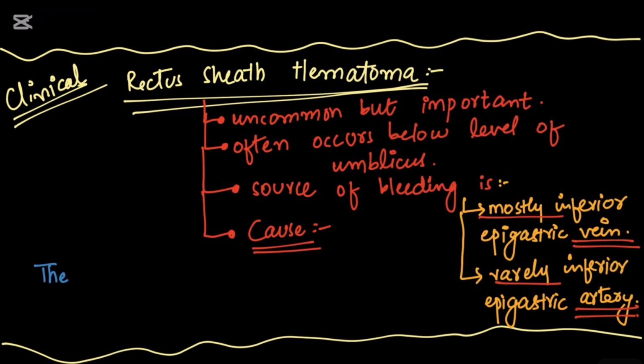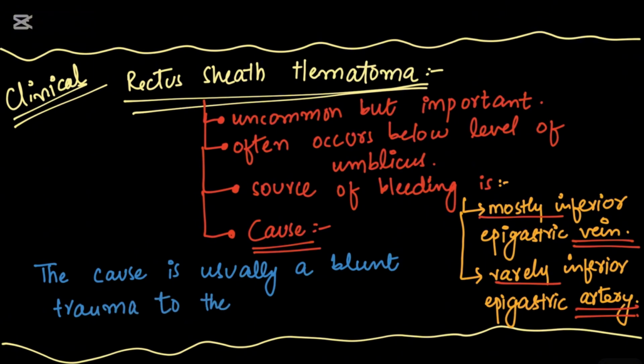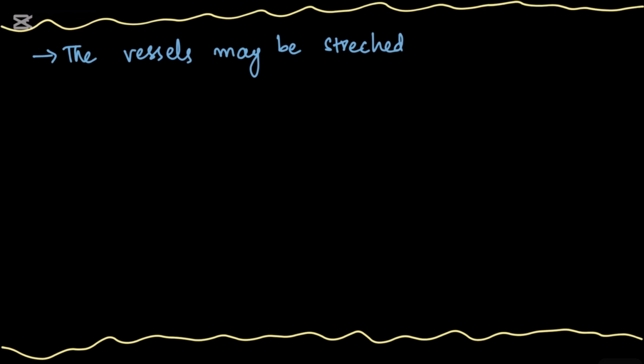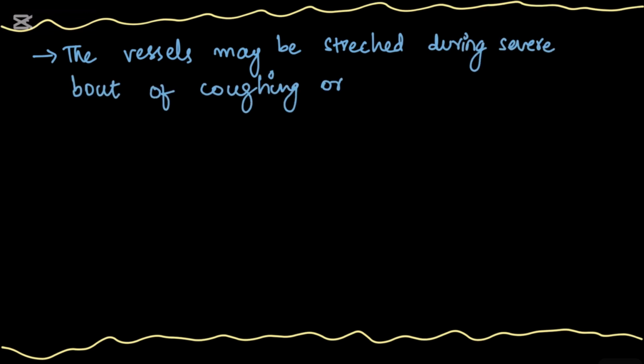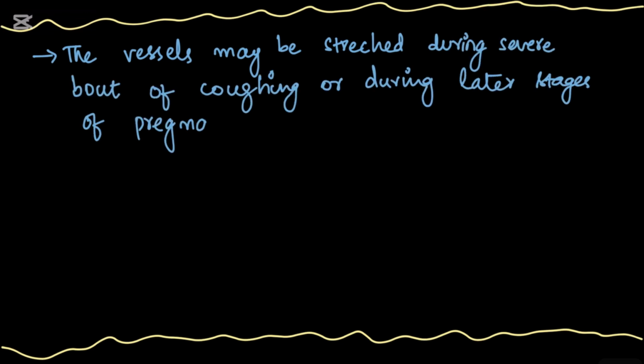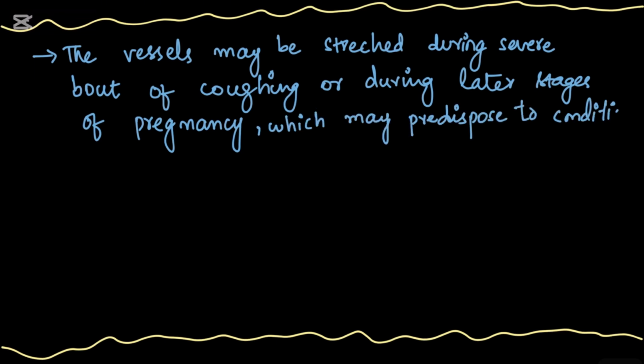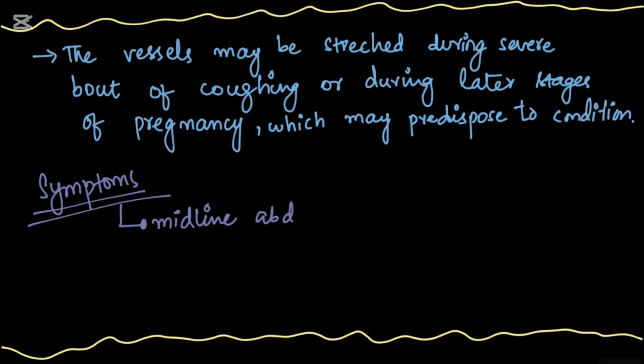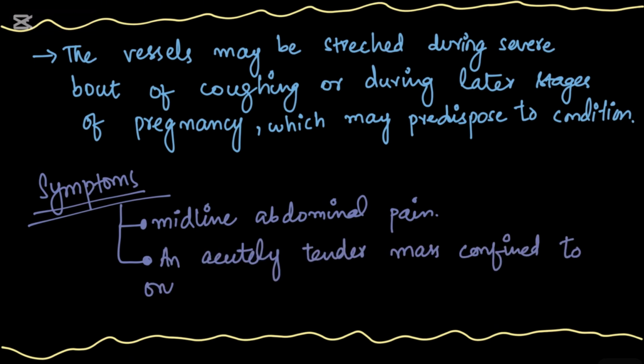Cause of the hematoma. Any blow or injury or blunt trauma to the anterior abdominal wall may cause this hematoma. The vessels may be stretched during severe bout of coughing or during later stages of pregnancy, and this also may cause hematoma. Symptoms of the rectus sheath hematoma: midline abdominal pain, and it could also be the acutely tender mass confined to the rectus sheath. We can touch and feel it.